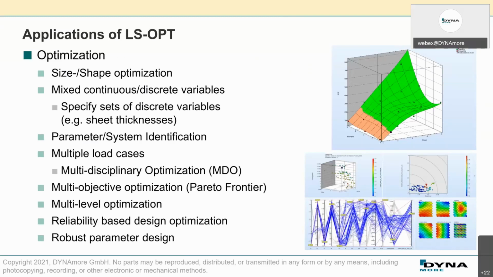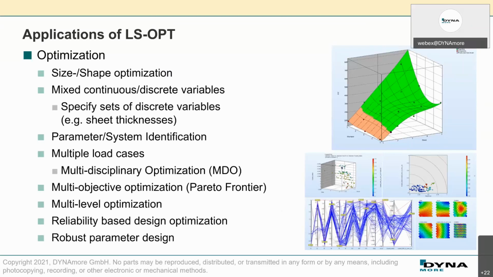Typical applications of LSOpt regarding optimization are, for example, size or shape optimization. Size optimization means that the optimization parameters are thicknesses of sheets, for example. Shape optimization can be done by incorporating also a preprocessor like ANSA or Primer, for example, or LS-PrePost to do the shape modifications. Usually you use LSOpt with continuous parameters, but it's also possible to use discrete variables in LSOpt, and also mixed continuous and discrete optimization is available in LSOpt.